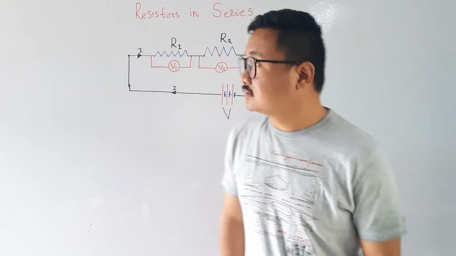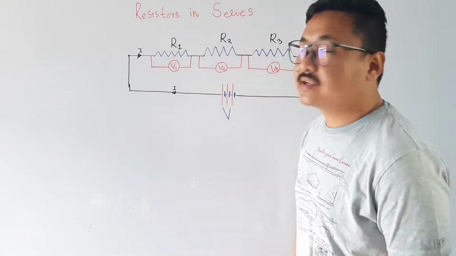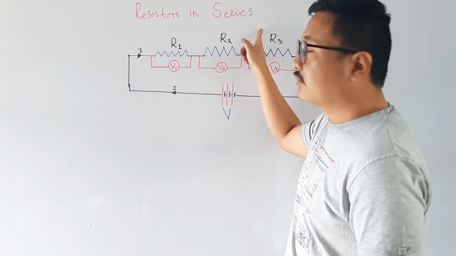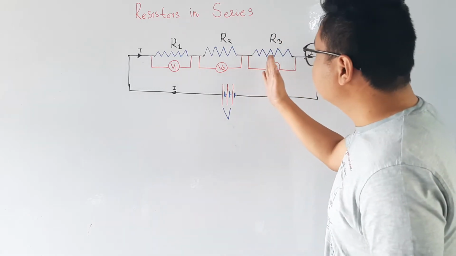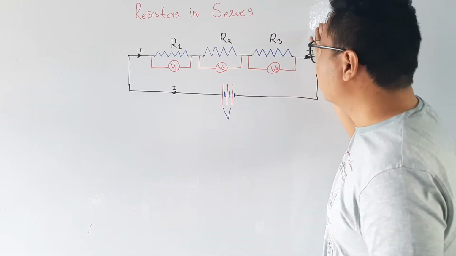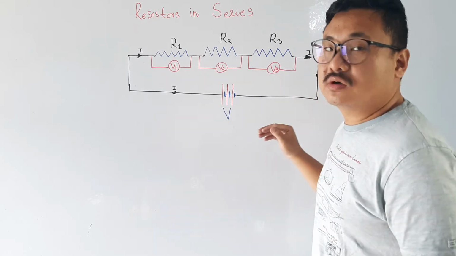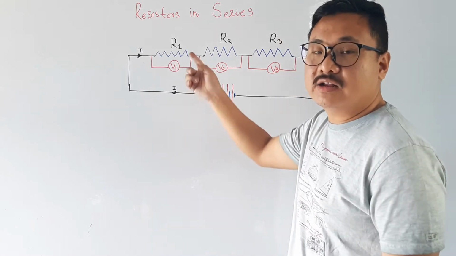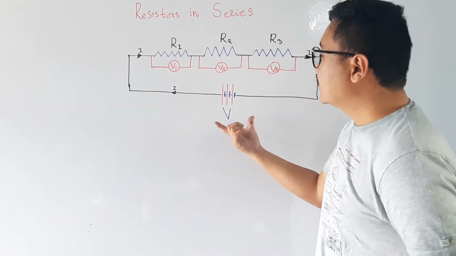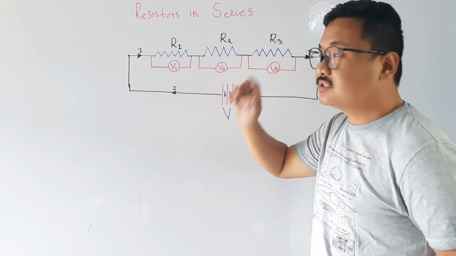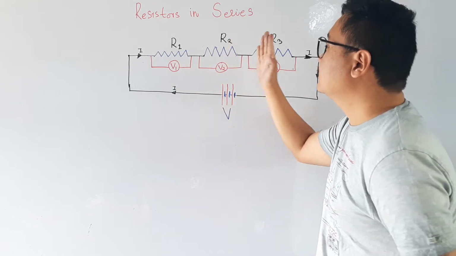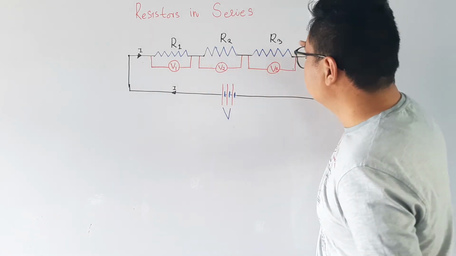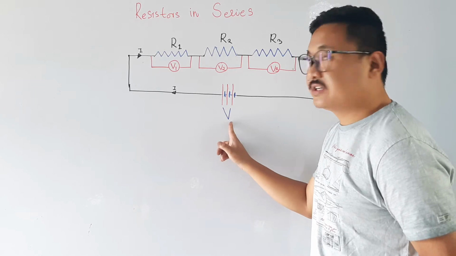Resistors in series. Let us consider three resistors which are connected in series, R1, R2 and R3, and there could be as many resistors as you like, R4, R5, R6 and so on. For simplicity, let us consider the three resistors R1, R2 and R3 connected in series. Series means one after another, and the two ends of these series resistors are connected with a battery of potential V.